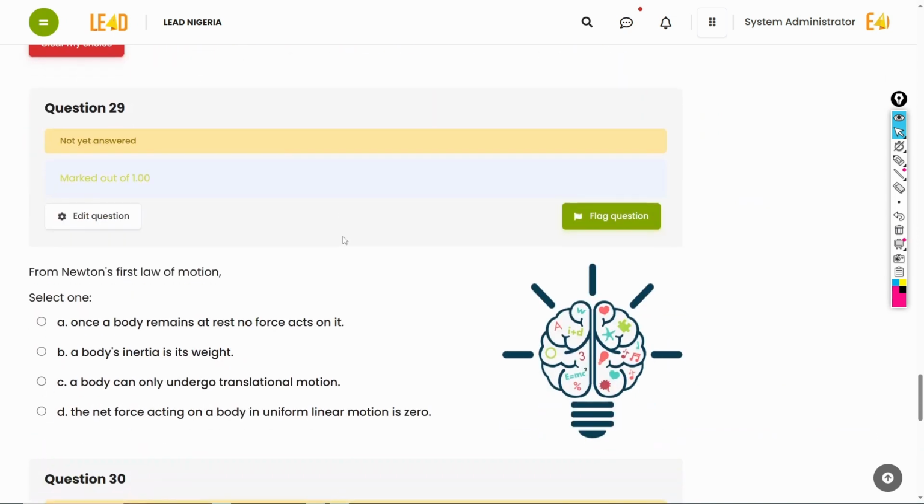All right, it's 9. From Newton's first law of motion, A, once a body remains at rest, no force acts on it. That's not true. A is wrong because something could be resting on the table, and exerting a force of 10 newtons downwards. Of course, it has a weight, right? But the only reason it's not moving is because there's another force acting on it, pushing it upwards. So what you would say is that there are no unbalanced forces, because this force is now balanced.